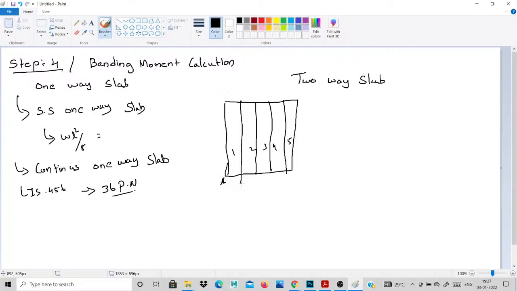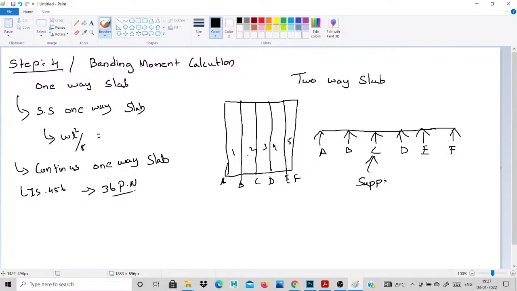These are my supports: A, B, C, D, E, F. A, B, C, D, E, F are the 6 supports. Then this is the span, the center portion. The support portion is A, B, C. I simply draw this A, B, C, D, E, F. These are all support moments. Identify this: these are all support moments.